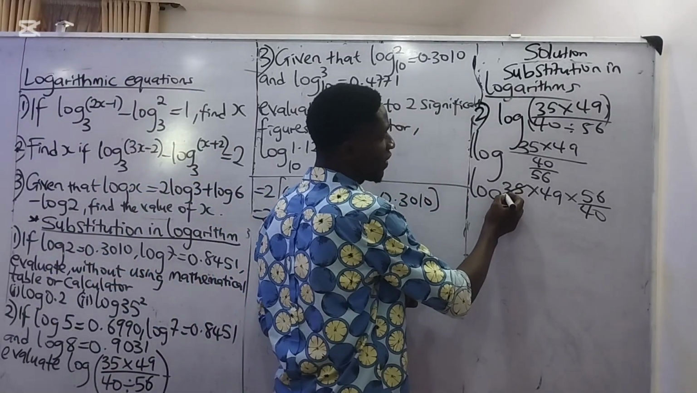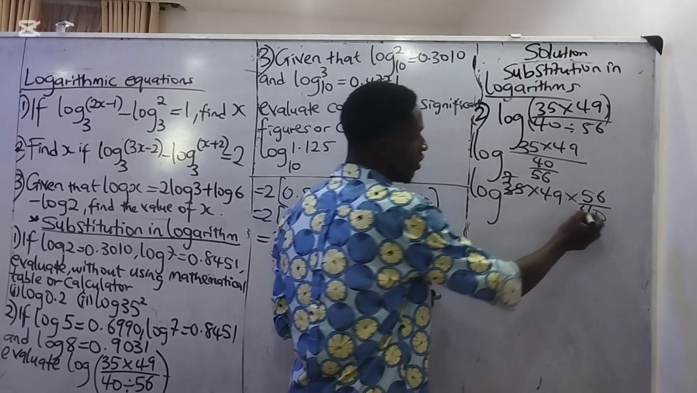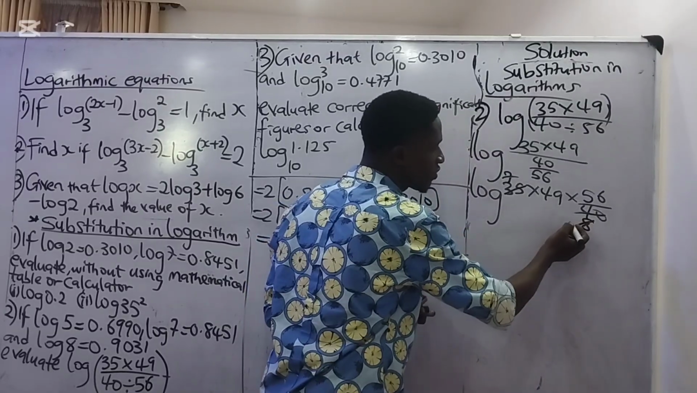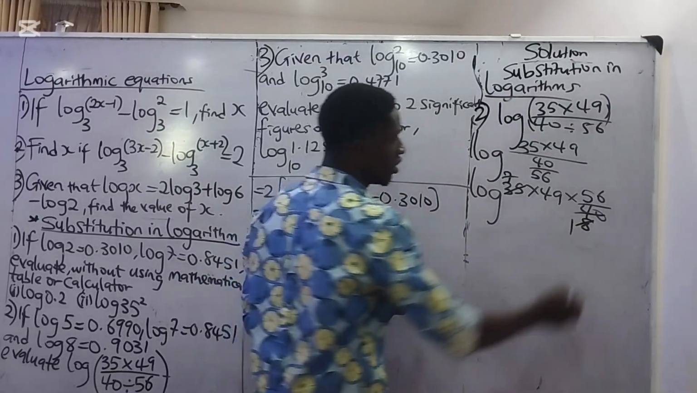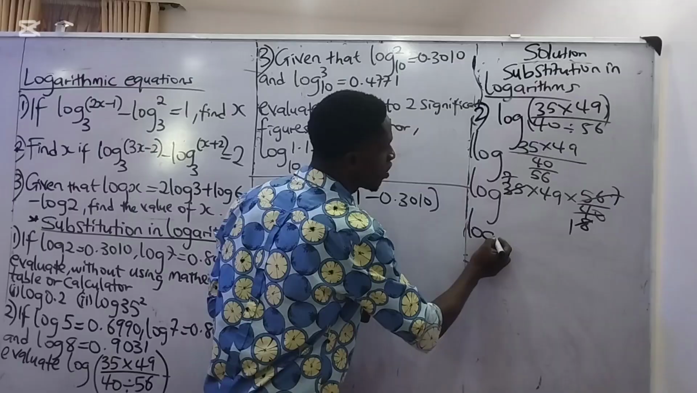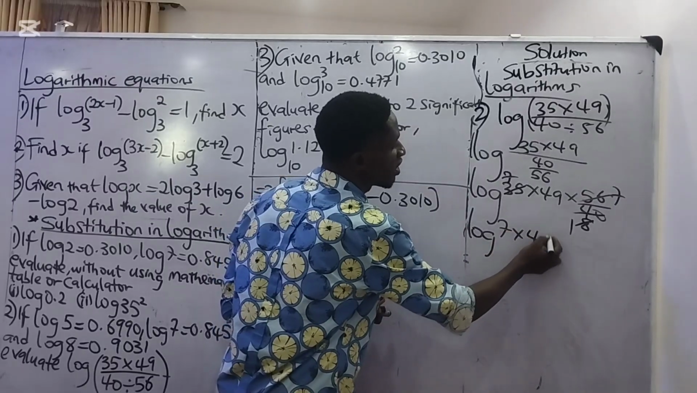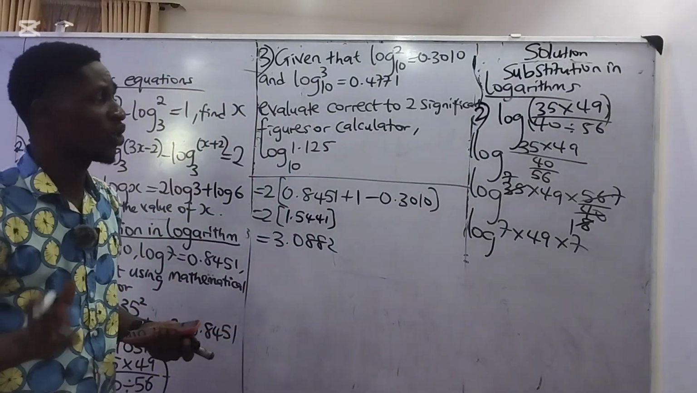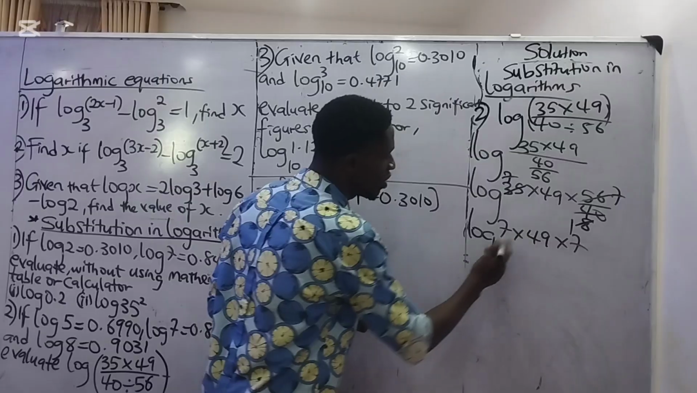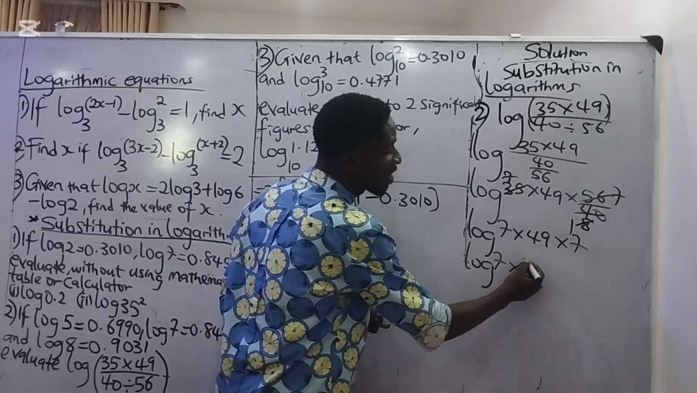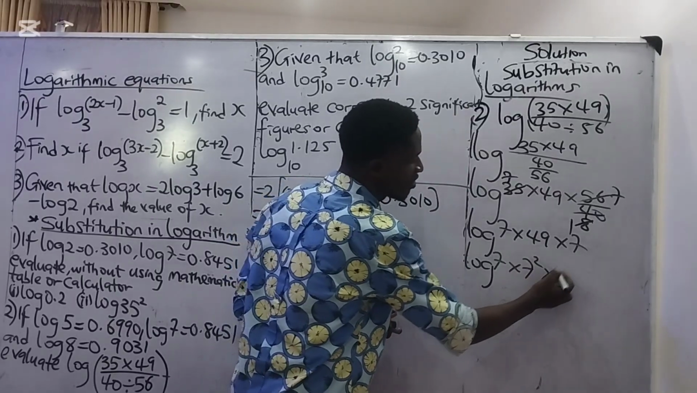So let's check it out. 5 going into 35 is 7. 5 going into 40 is 8. 8 into itself is 1. 8 into 56 is 7. So I have log 7 times 49 times 7. I can even get the answer without using a calculator or anything. Look at what I mean. So going by this, this is like log 7 times 49, which means 7 squared times 7.